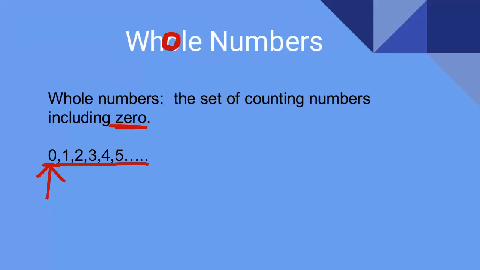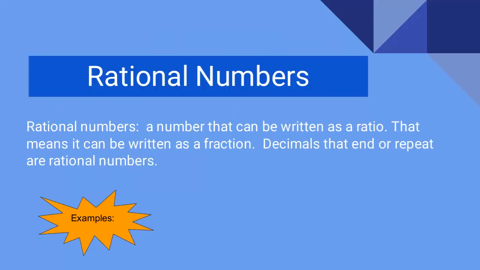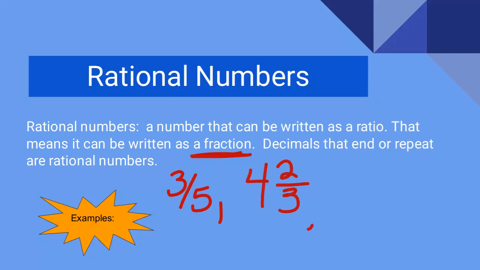So the next subset is your rational numbers. Now these are numbers that can be written as a ratio, or that means it just can be written as a fraction. So if it's a decimal, it has to end or repeat, and those are considered rational numbers also. So a fraction like 3/5 would be a rational number. It could be a mixed number like 4 2/3. It could be a decimal like 0.3. And it could be a repeating decimal, like if it has 0.55 and a bar over it, that means I know that repeats. And that would also be a rational number.